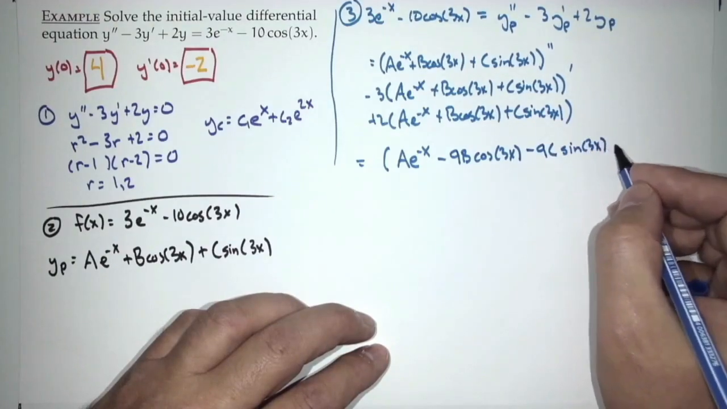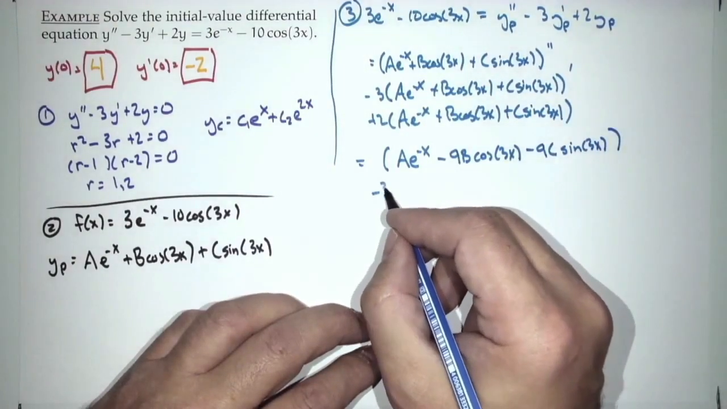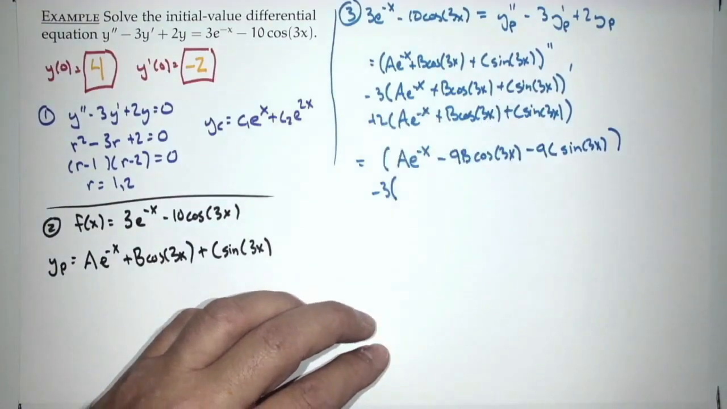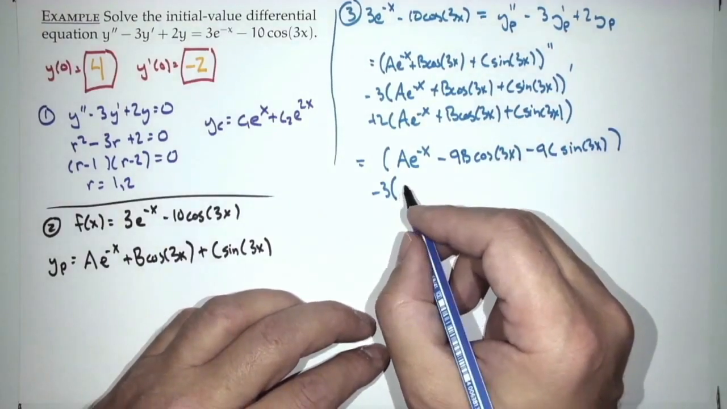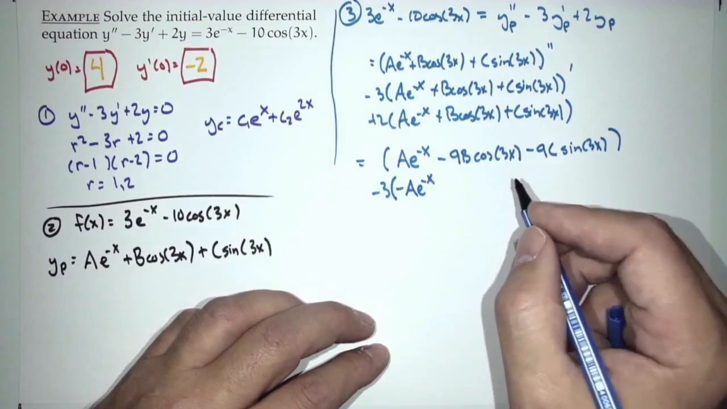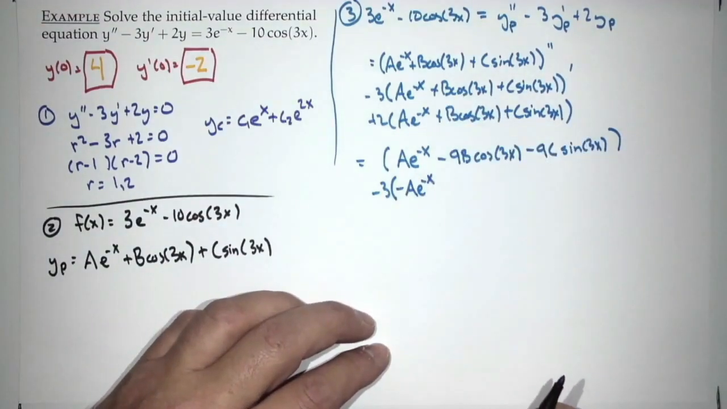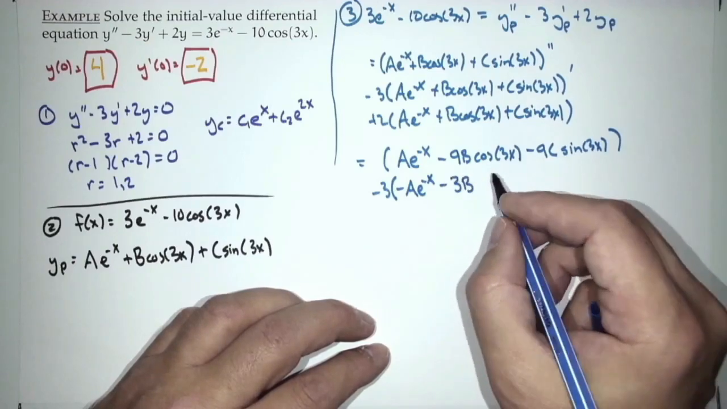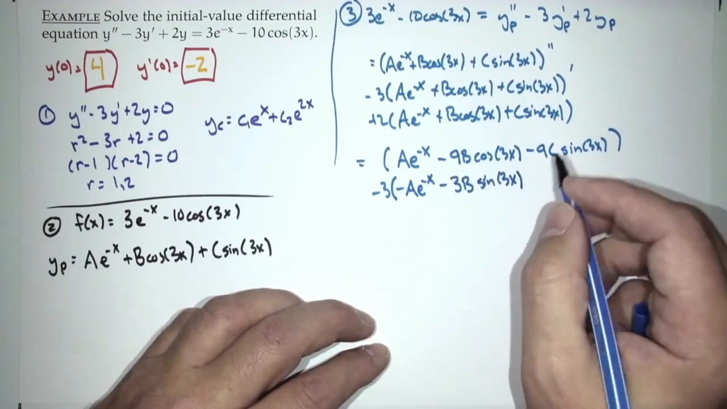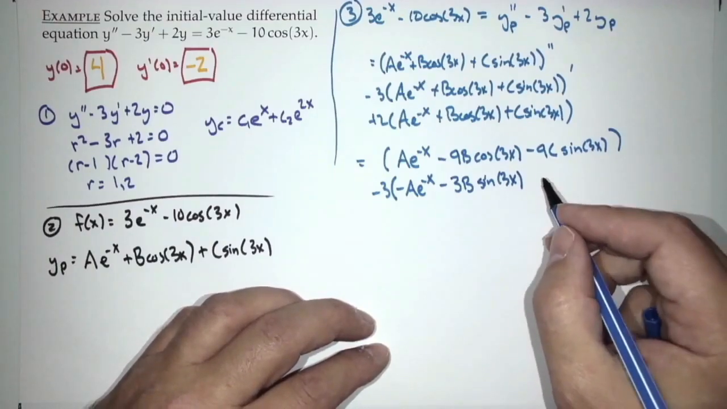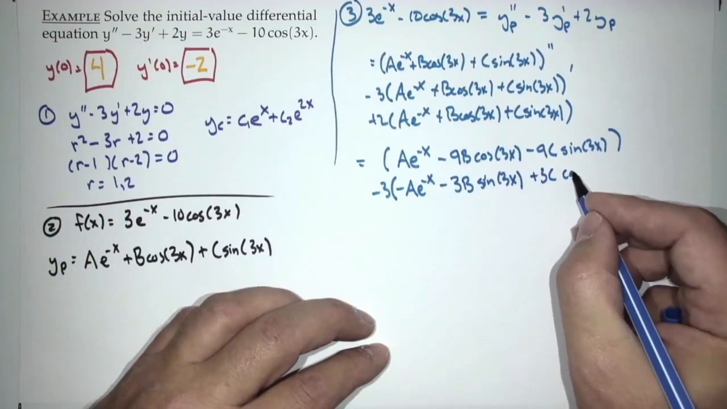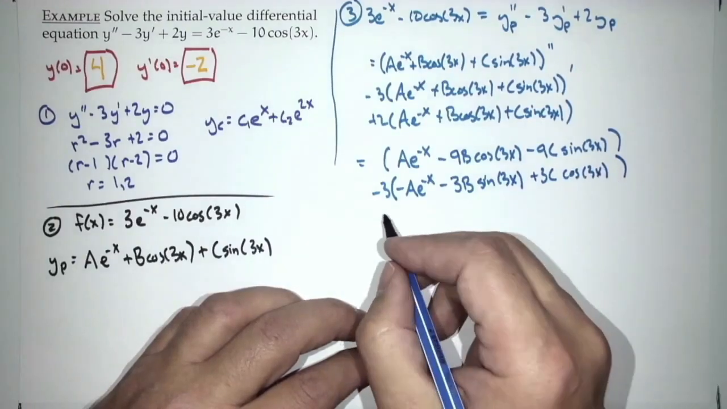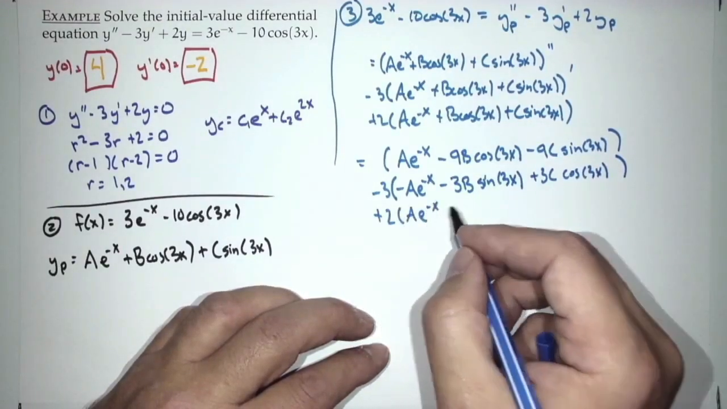sine of 3x. Okay. Minus 3 times one derivative of a e to negative x. What will we have? Negative a e to negative x. One derivative of cosine 3x? Minus 3b sine of 3x. One derivative of sine of 3x. Plus 3c cosine 3x. Plus 2, and now we just have to copy.